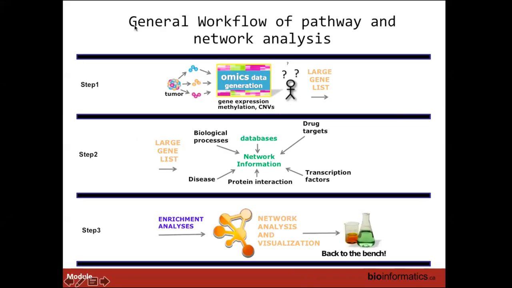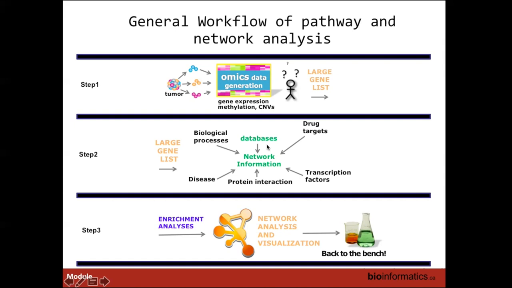Here is the general workflow of pathway and network analysis, and we see that we have three steps. The first step is the generation of the omics data. After the alignment of data to a reference genome and the statistics, we get a list that we would like to functionally interpret. And then during the second step, this is where we use bioinformatic tools to interpret our data.